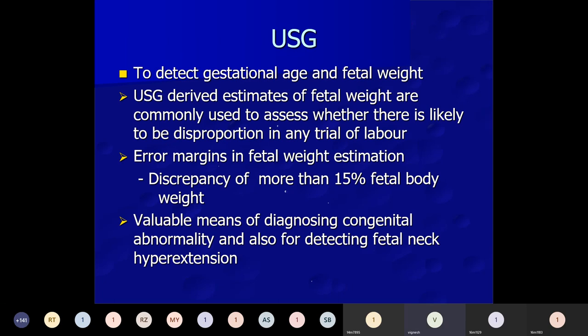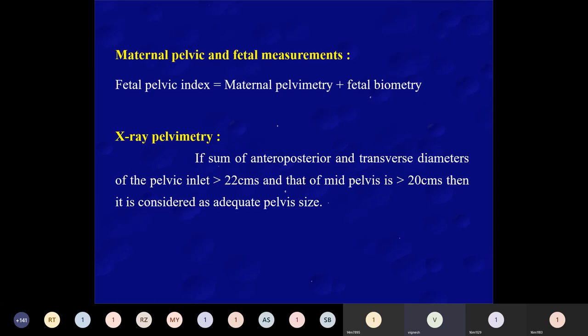Ultrasound, I told you, will detect the gestational age and fetal weight, and the fetal weight can be estimated with plus or minus 100 to 200 grams. So that will be a discrepancy of more than 15% from the body weight, and it is a valuable tool for diagnosing congenital abnormalities and also for detecting fetal neck hyperextension, which is very important in the management of breech delivery.